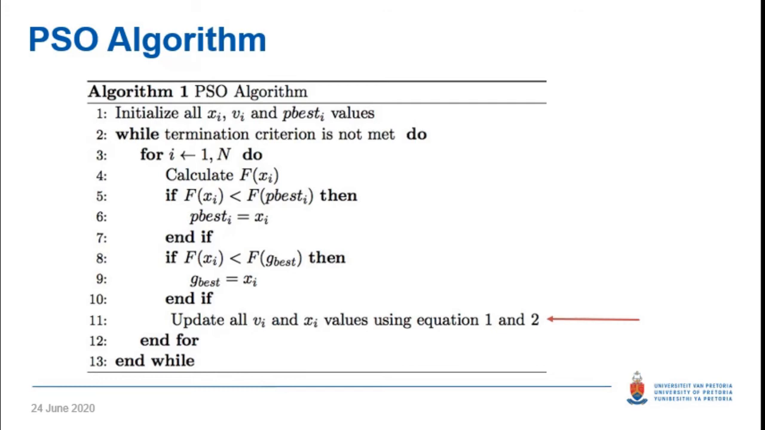So different equations can be used for updating the velocity. And again, this is what gives you the different variants of PSO algorithms. So some algorithms may use one equation, another algorithm may use another equation. So we're going to look at what is a fairly standard equation. The equation for updating xi is also fairly standard. It basically takes the old xi value and updates it with the new velocity value.